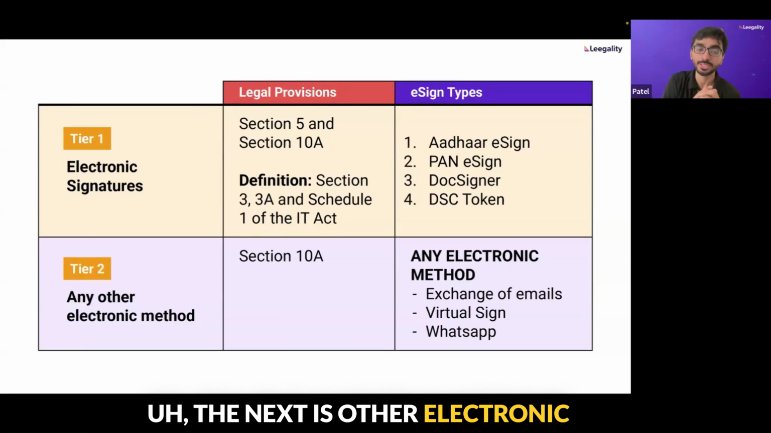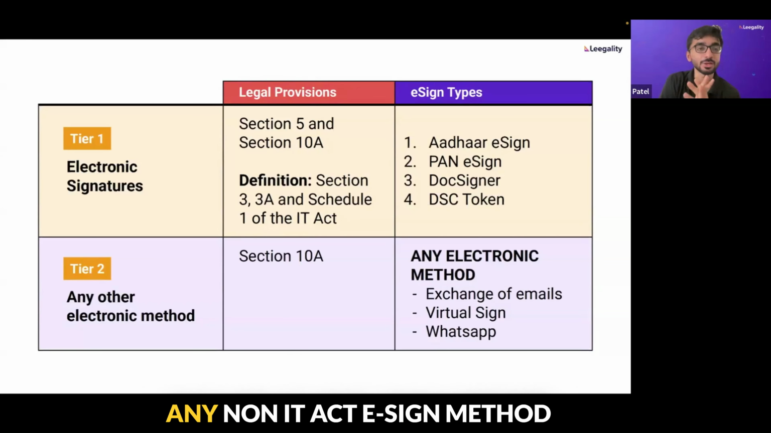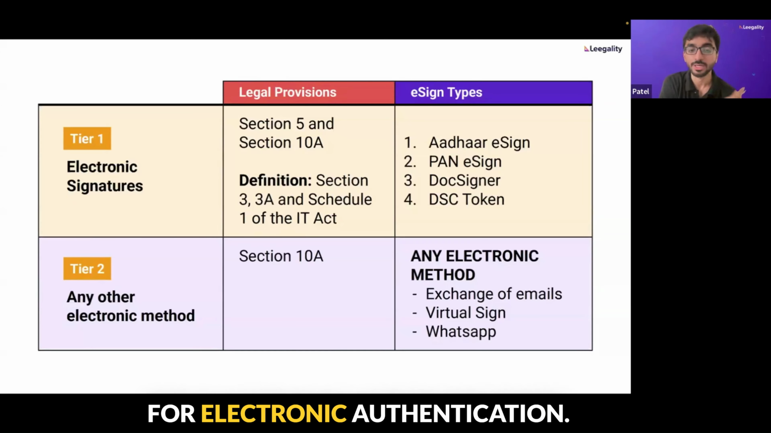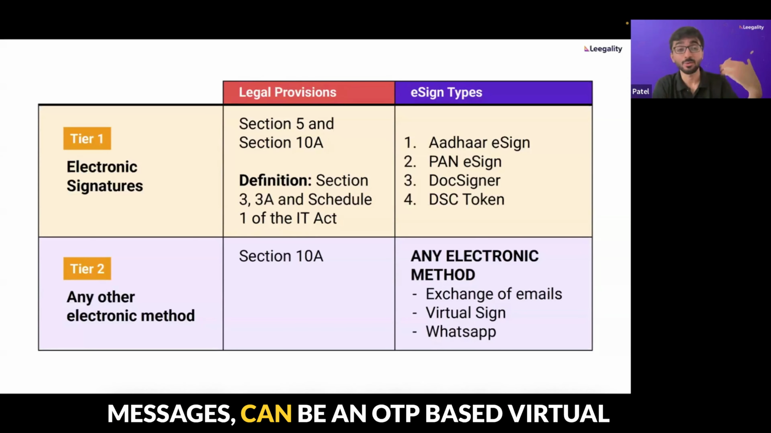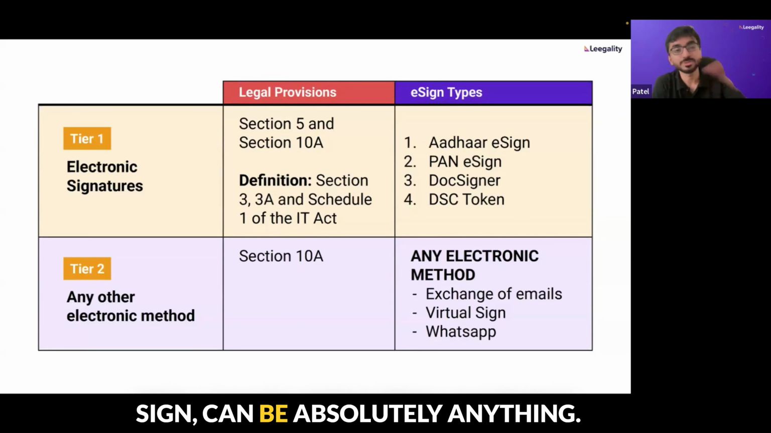The next is other electronic authentication, which is really any non-IT Act eSign method for electronic authentication. Can be an exchange of emails, can be an exchange of WhatsApp messages, can be an OTP-based virtual sign, can be absolutely anything.